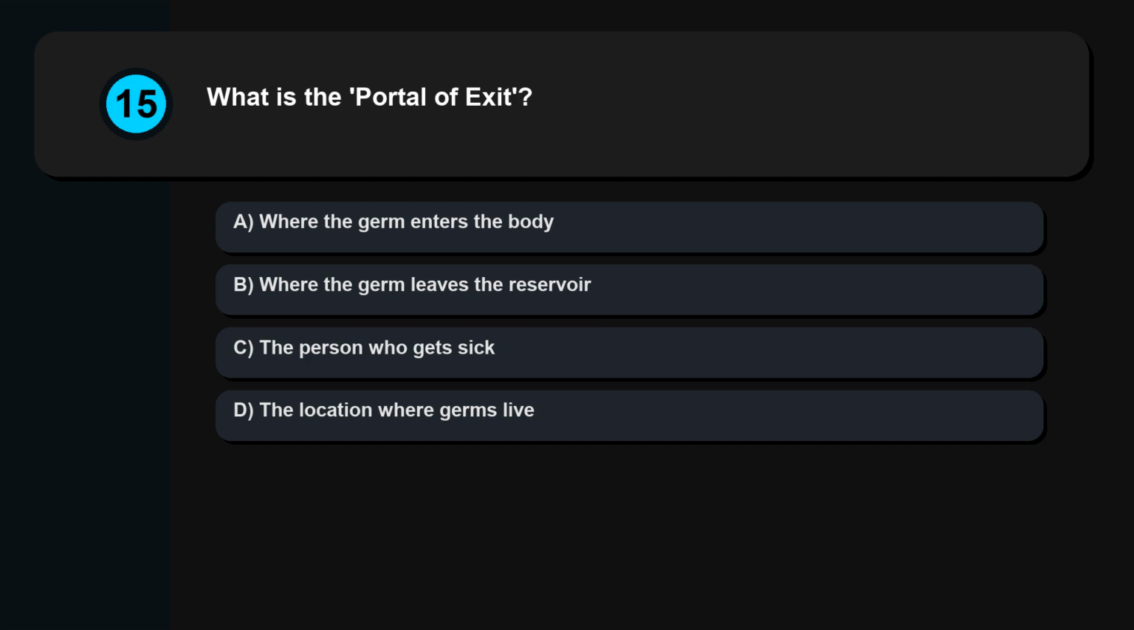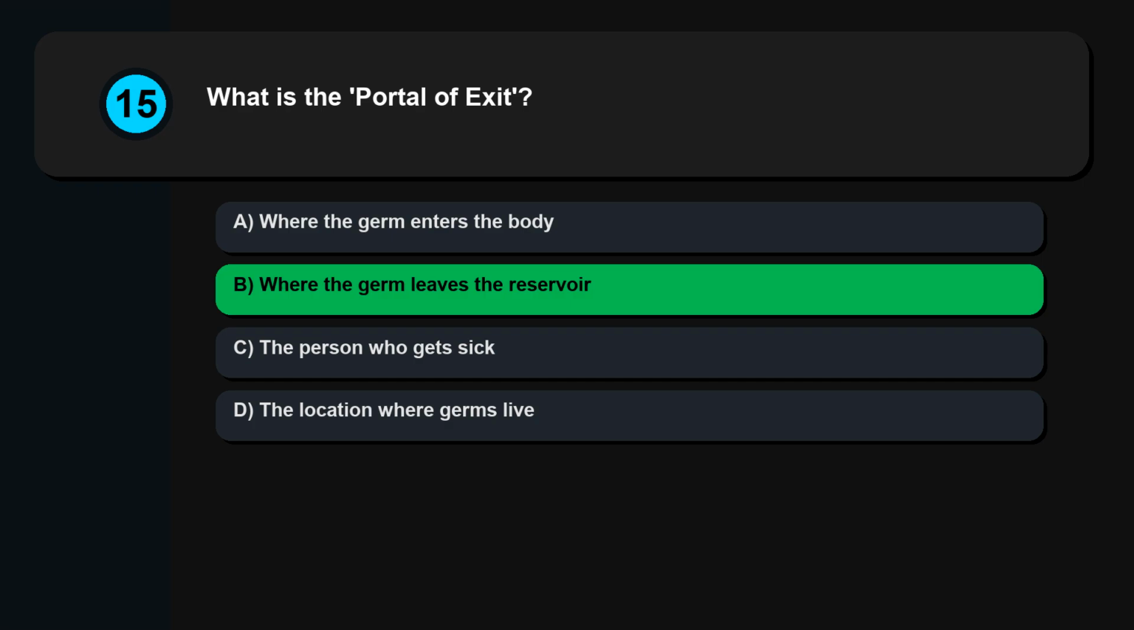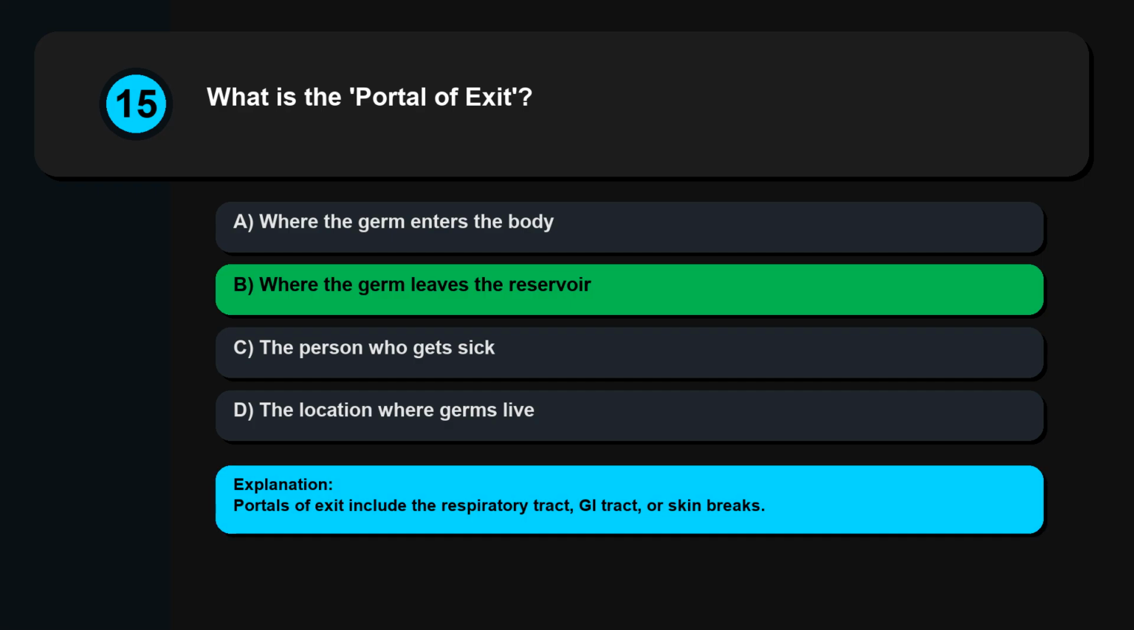Question 15. What is the portal of exit? Where the germ enters the body. Where the germ leaves the reservoir. The person who gets sick. The location where germs live. Portals of exit include the respiratory tract, GI tract, or skin breaks.